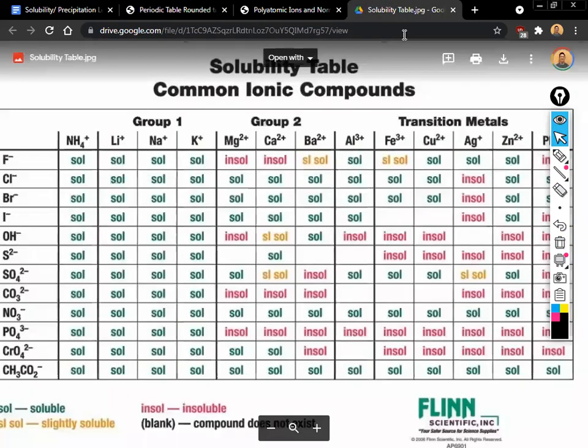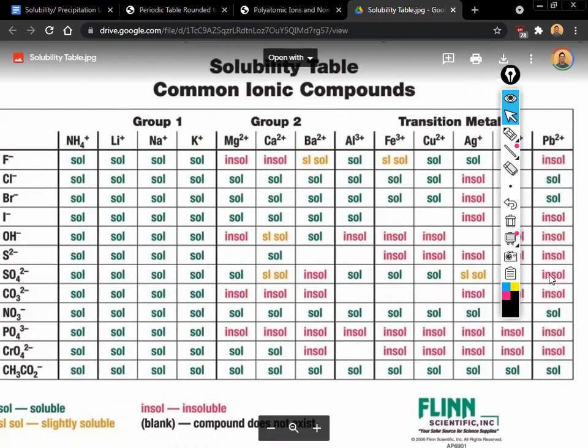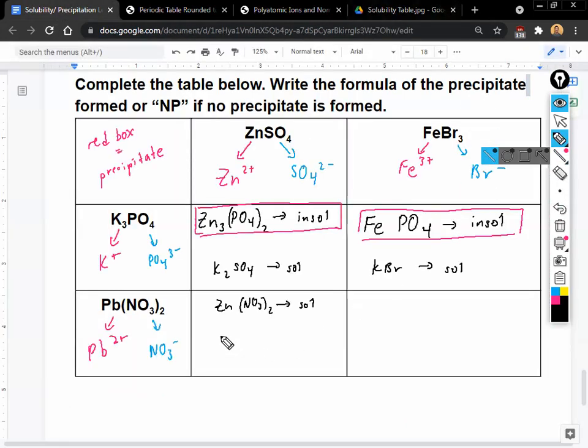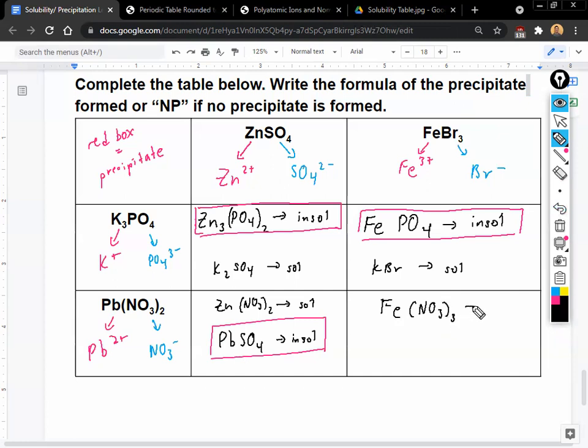If we go to the table and look at Pb and SO4, is it gonna form a precipitate? Yes, it's insoluble. I know this thing is covering it, but Pb and SO4 is gonna be insoluble. So that one is going to form a precipitate. If we put them together, Pb and SO4 balance each other out, and that's going to be insoluble. So this guy right here is going to be our precipitate. All right, and then last but not least, we have FeBr3 and PbNO3. So if we look at Fe and NO3, that is going to form no precipitate. So if we put Fe and NO3, it should be soluble.